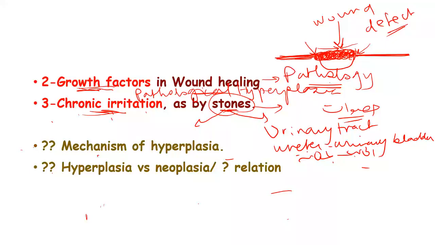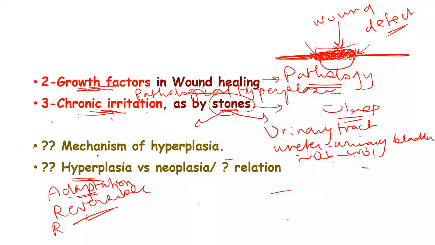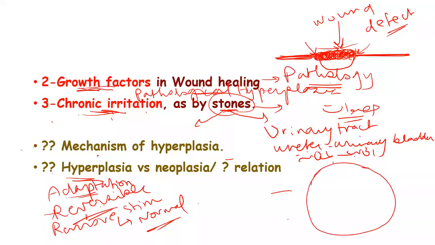hyperplasia versus neoplasia. Hyperplasia is a form of adaptation, and this adaptation is reversible. What do you mean by reversible? If you remove the stimulus, you go back to normal. So hyperplasia is a form of adaptation, and this adaptation is reversible. This means that you can remove the stimulus and then you go back to normal again. And hyperplasia usually affects the whole organ. So if you have a prostate, the whole prostate is affected by hyperplasia.